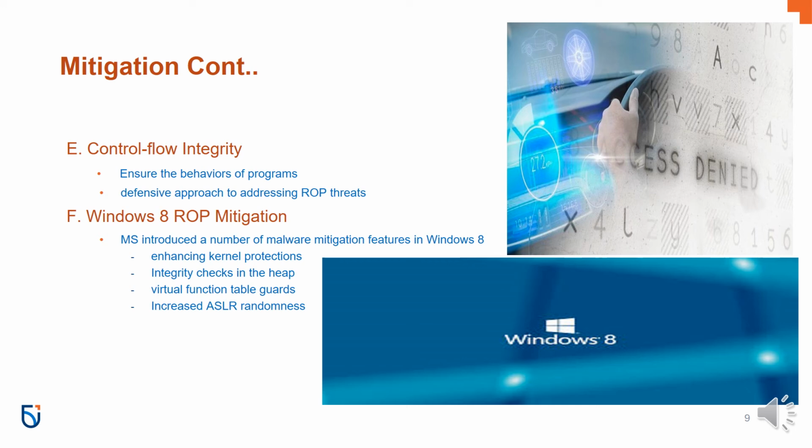Windows 8 ROP mitigation. In Windows 8, Microsoft introduced a number of malware mitigation features, including enhanced kernel protection, added integrity checks in the heap and virtual functions, stack guards in Internet Explorer, and increased ASLR randomness. One protection mechanism for virtual memory that attempts to mitigate ROP malware checks whether the stack pointer falls within the range defined by the thread environment block, or TEB.